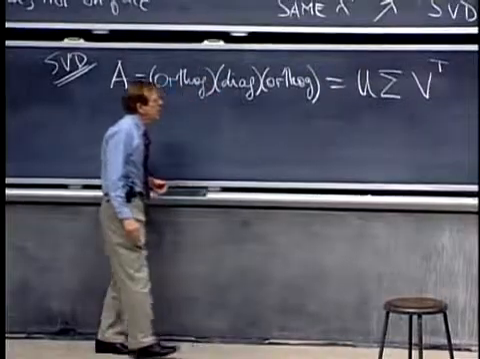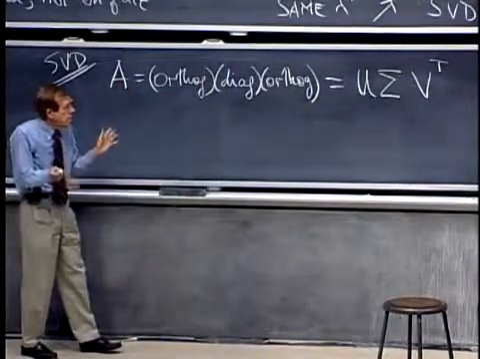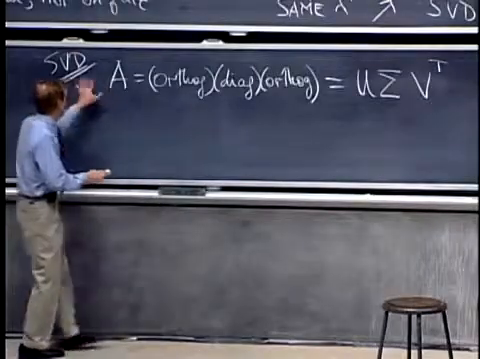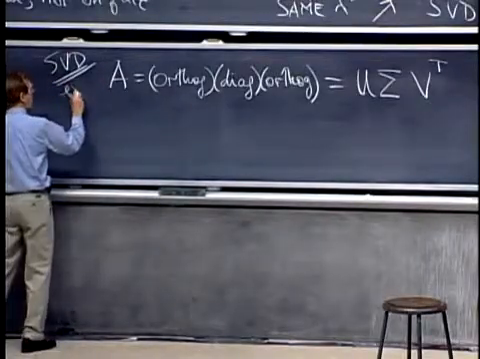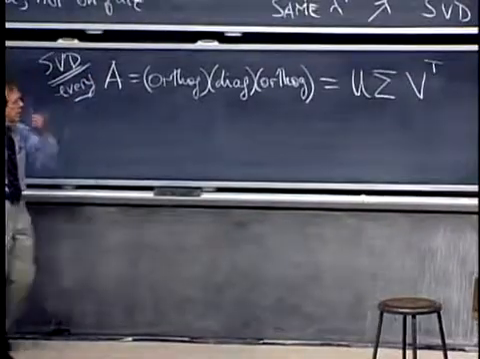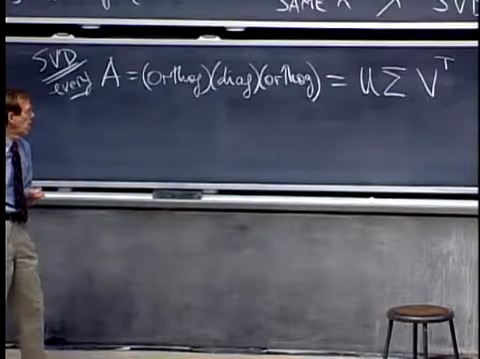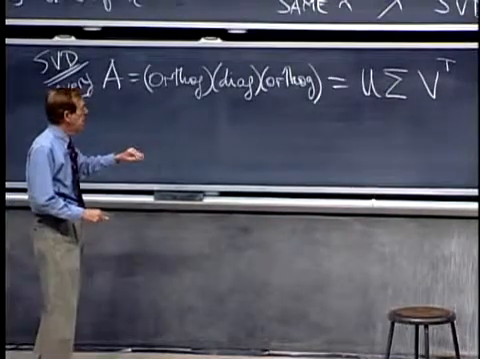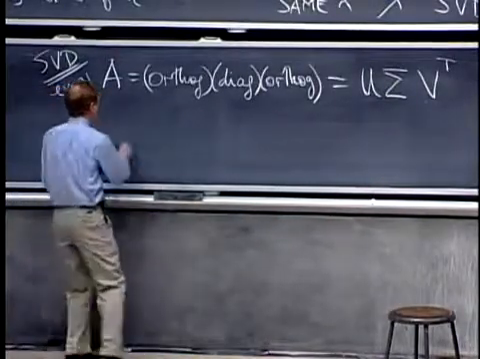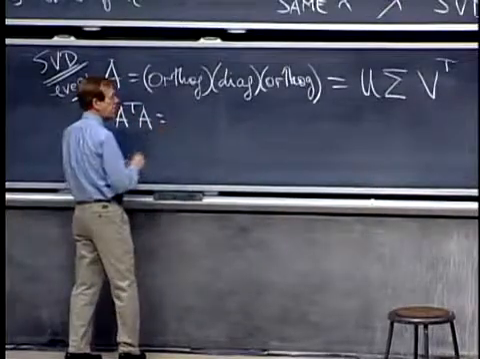Okay. And the key to that, this is for every matrix, every A, rectangular, doesn't matter, has this decomposition. So it's really important. And the key to it is to look at things like A transpose A. Can we remember what happens with A transpose A?